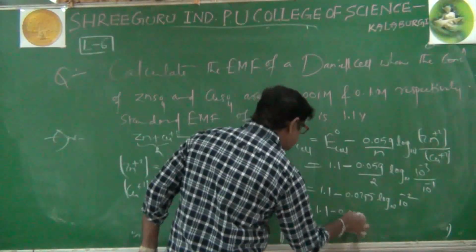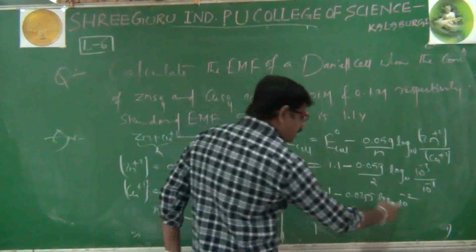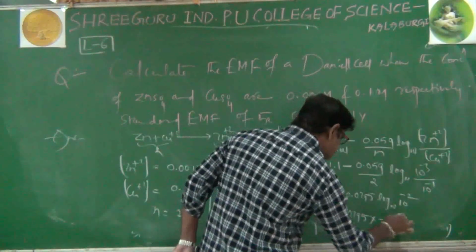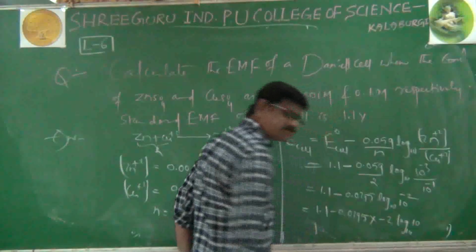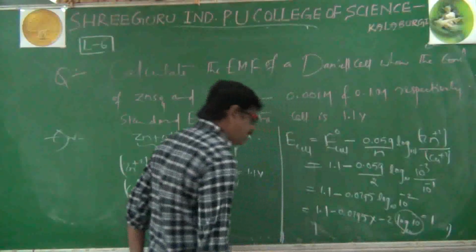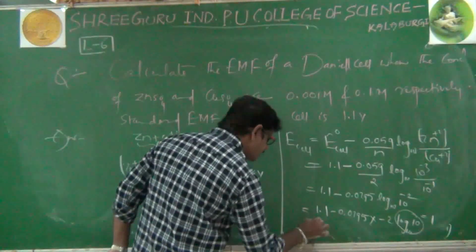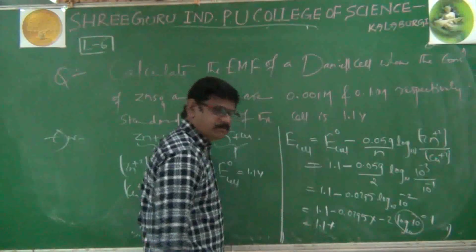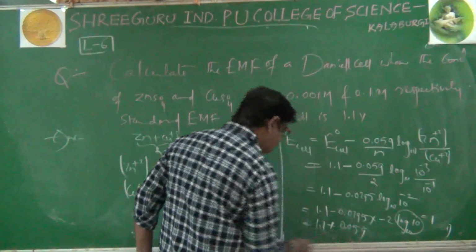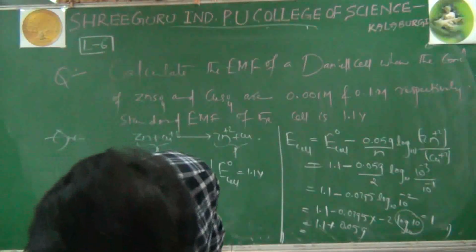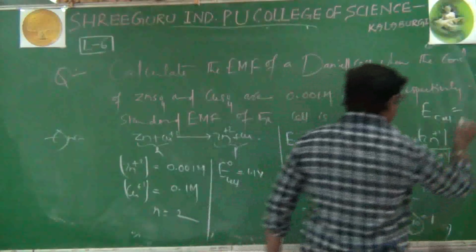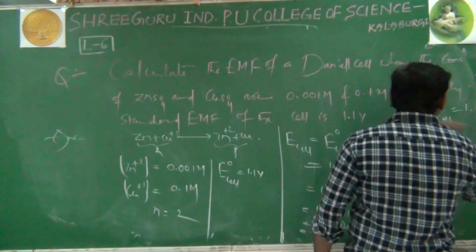1.1 minus 0.0295 log 10 to the power of minus 2. Again it is log m to the power of n, therefore n log m, so minus 2 times log 10 base 10, and this value is 1, and here minus into minus becomes plus. Therefore 1.1 plus, if you multiply these two values, you will get 0.059. E cell is equal to, if you add, then 1.159 volts is your answer.